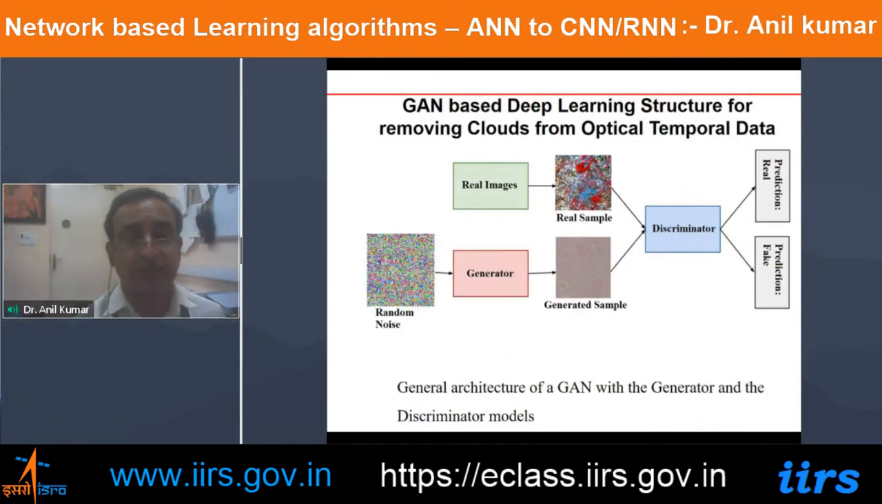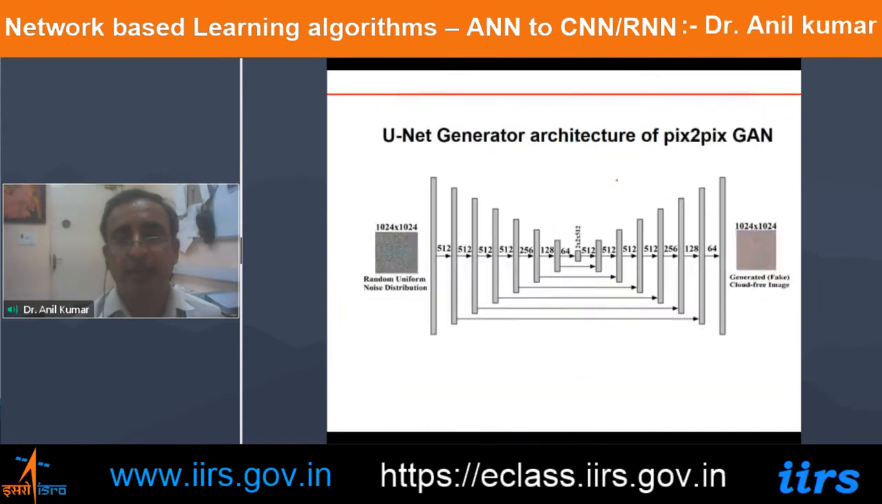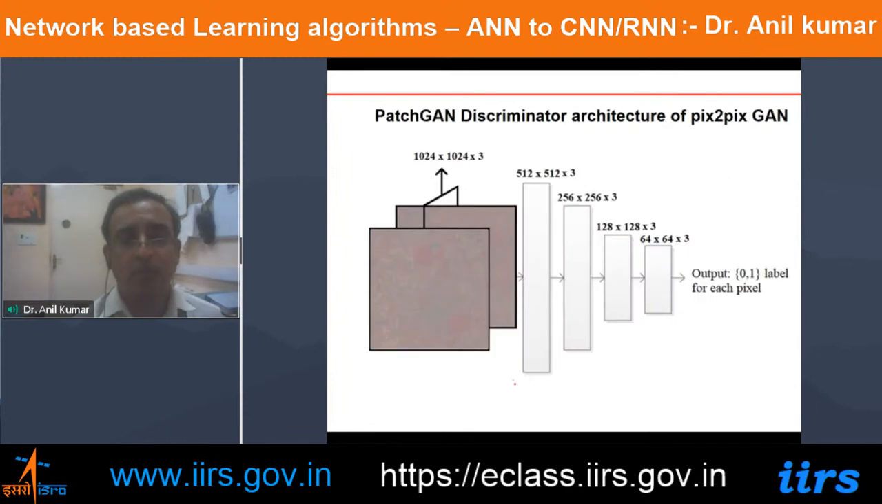You can see its structure. This is the generator to generate the false image, and to check, the discriminator will check whether the image is correct or not. If it is not correct, it will ask to regenerate, and it checks with the true image. With the real image, it checks the output. This is the model for the generator unit, and this is the model for the discriminator to check whether the image is correct or not.